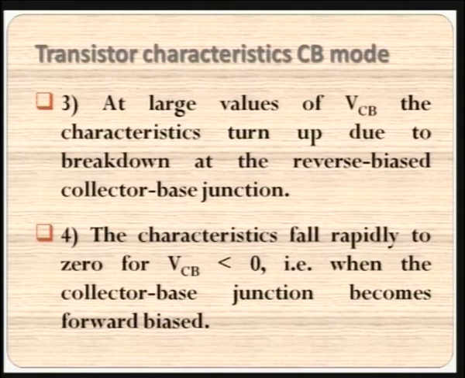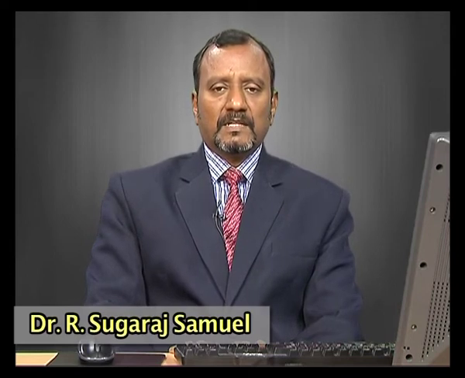The third point is that at large values of VCB, the characteristics turn up due to the breakdown at the reverse biased collector base junction. The fourth point is that the characteristics fall rapidly to 0 for VCB less than 0, that is when the collector base junction becomes forward biased. Normally, the collector base junction is to be reverse biased, that we should keep in mind. Even when we forward bias it, there is a rapid decrease in the output current, the IC current. So, these are the main features of the output characteristics of the transistor in the common base mode.